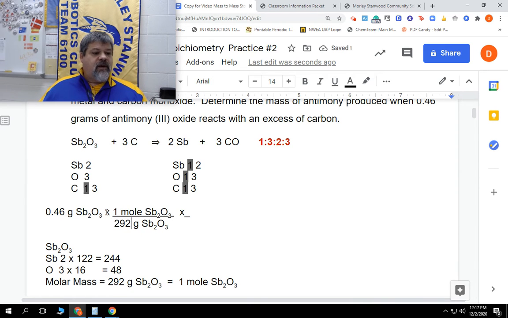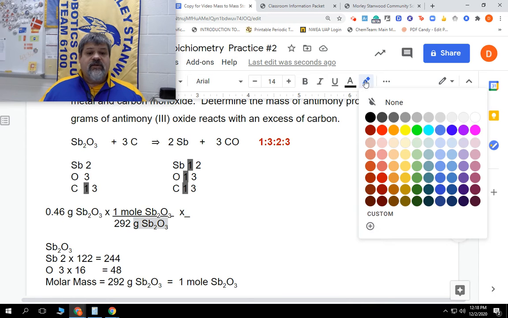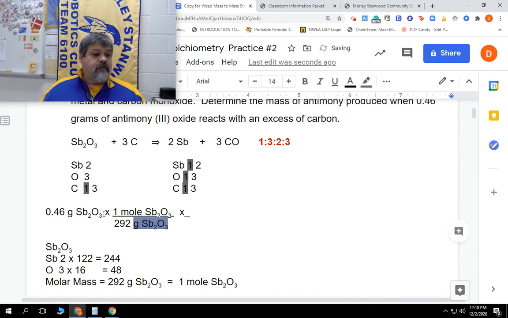Now I always want to know, what can I get rid of? I have grams of antimony 3 oxide here. I have grams of antimony 3 oxide there. So we're just going to go ahead and get rid of those. Okay. So now that we got rid of those, I'm in moles of antimony 3 oxide.